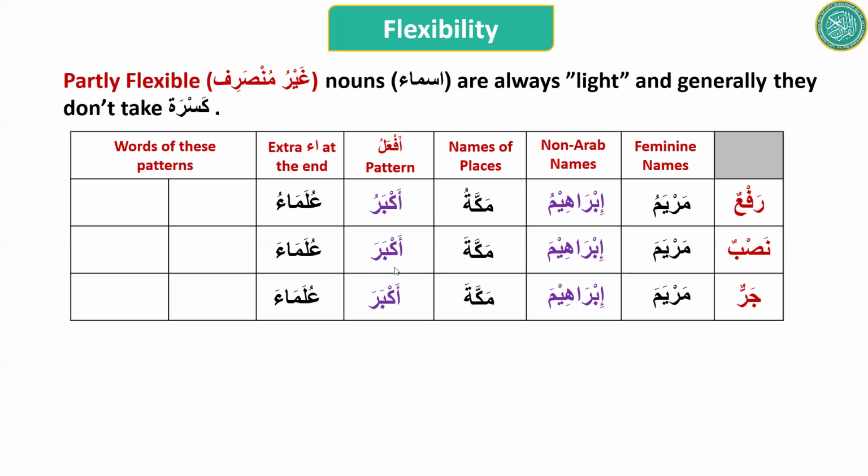And two more patterns. I gave you one pattern before. Afalu pattern: akbaru, akbara, asgharu, ajmalu, ashrafu, words like this. So that was a pattern. There are two more patterns.